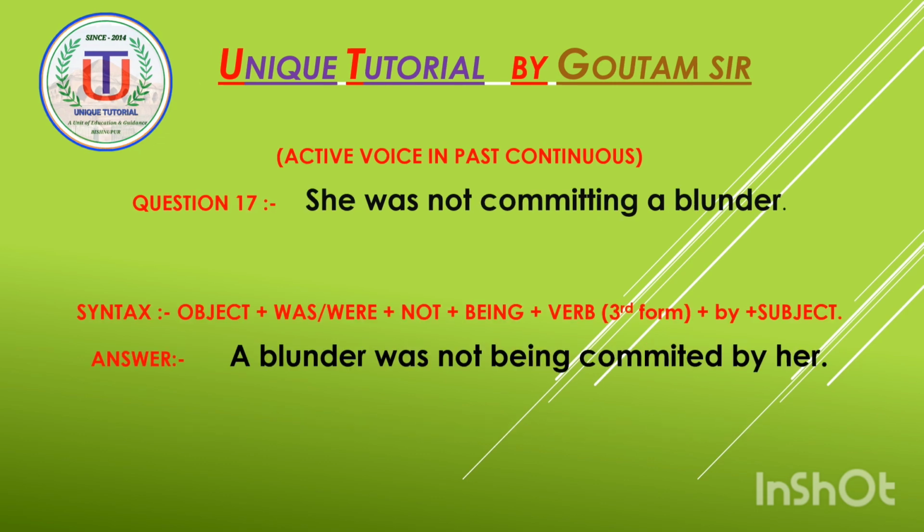Question number 17. She was not committing a blunder. The sentence is in active voice in past continuous. The syntax will be object plus was or were, then not, then being, then verb third form, then by, then subject. As per syntax, the sentence will be: A blunder was not being committed by her.